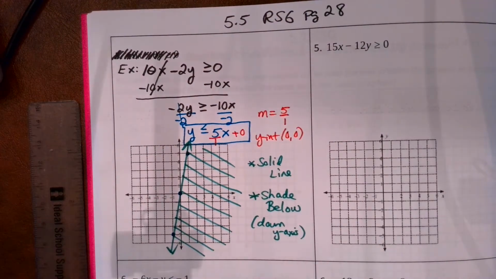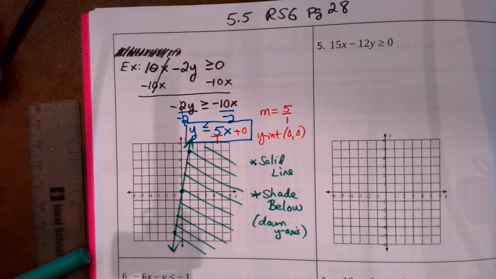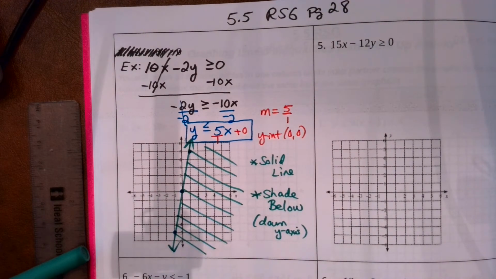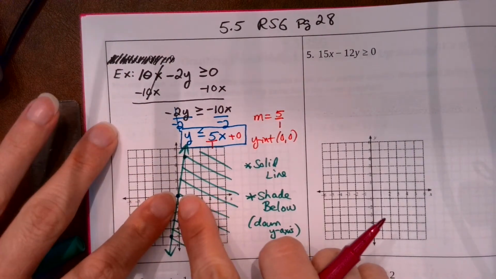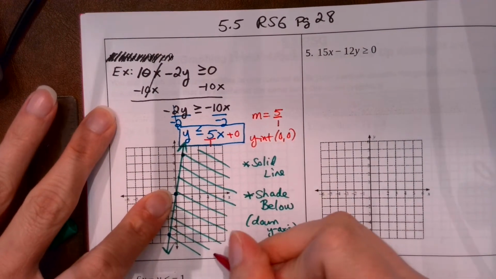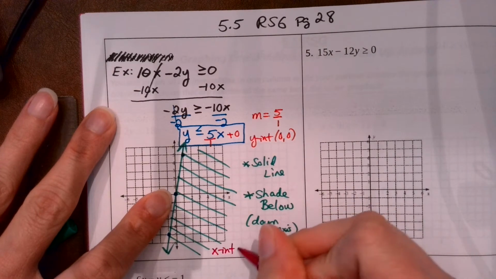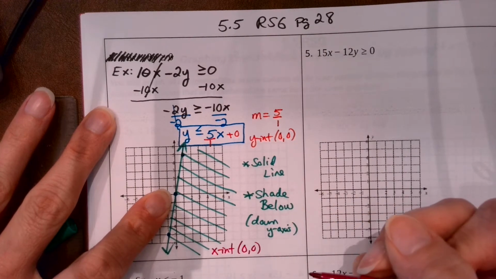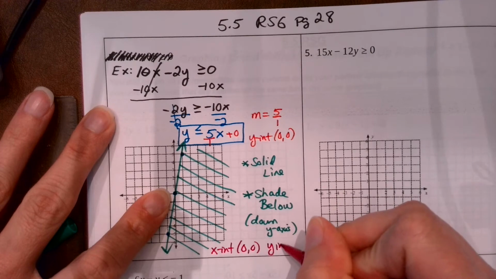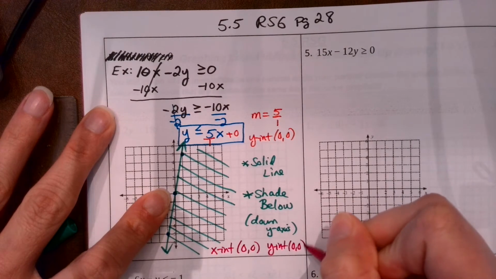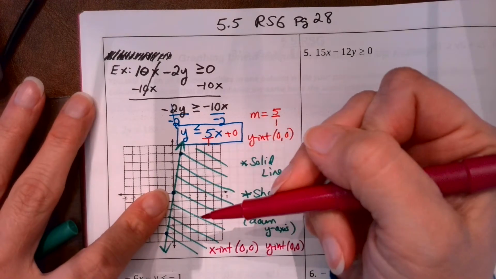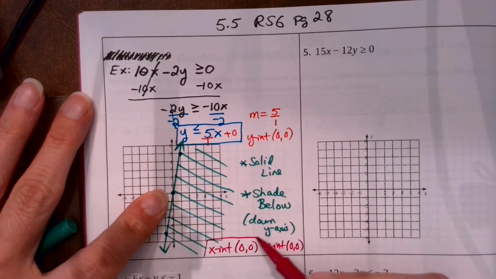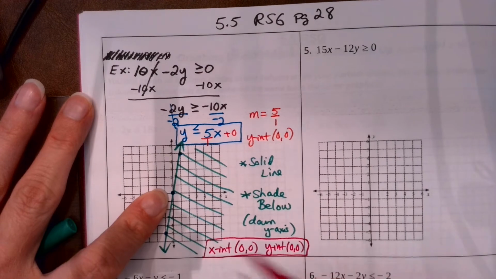What I'd like to do here is go ahead and state the intercepts of the boundary line. So here's the boundary line. There's only one intercept. Okay, it's the same point. The x-intercept is 0, 0, but the y-intercept is also 0, 0. That only happens when your intercept is on the origin. Okay, so here's the intercepts of that boundary line for our shading.